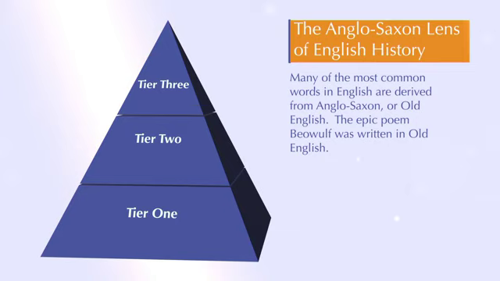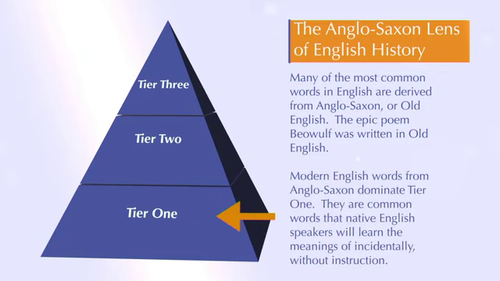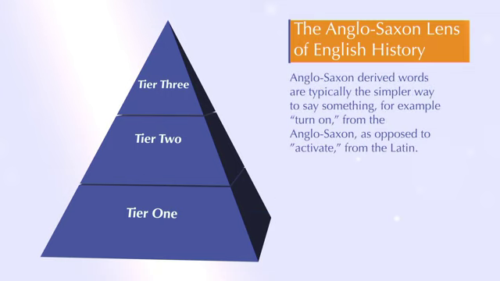Many of the most common words in English are derived from Anglo-Saxon or Old English. The epic poem Beowulf was written in Old English. Modern English words from Anglo-Saxon dominate Tier 1 in Beck, McEwen et al.'s three-tier model. They are common words that native English speakers will learn the meanings of, incidentally, without instruction. Anglo-Saxon derived words are typically the simpler way to say something. For example, turn on from the Anglo-Saxon, as opposed to activate from the Latin.